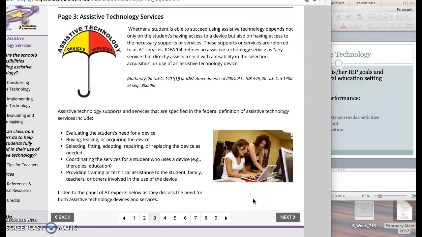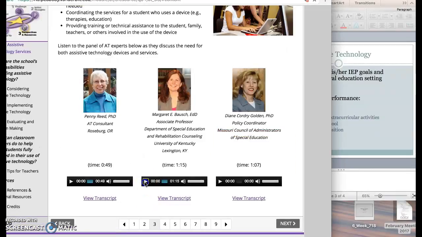Assistive technology services are slightly different because those are more around helping the student access the device. So it could be evaluating whether the student needs it, it could be actually getting the district to pay for it in some way, or fitting the student for it, maybe working with the student and the other teachers to provide any sort of training or technical assistance, also with the family on how to use the device and make it useful to the student and help them so that they're able to access the general ed curriculum.